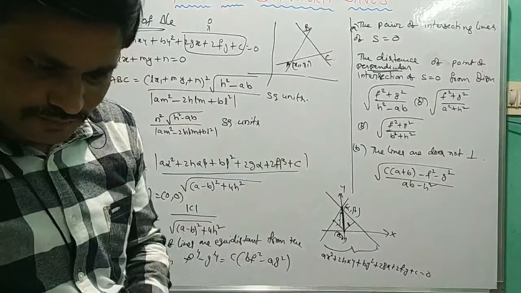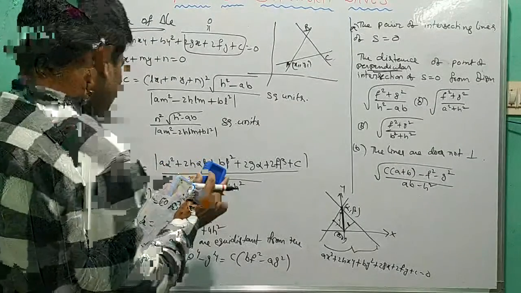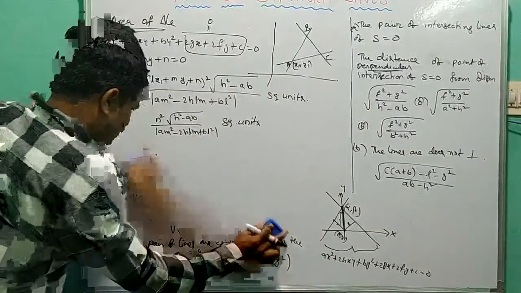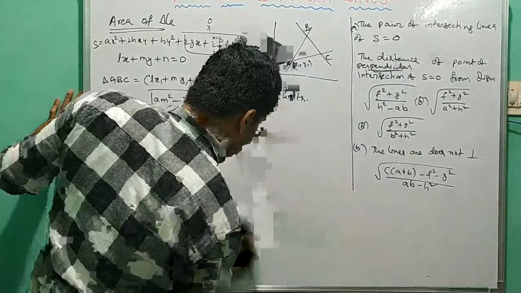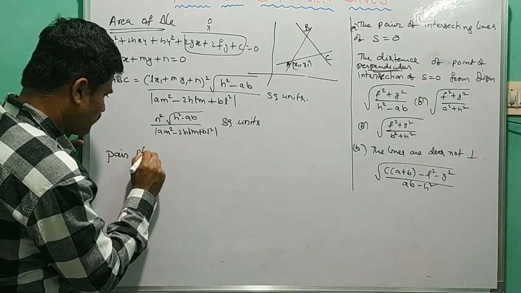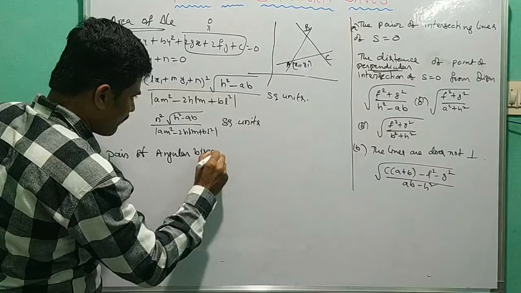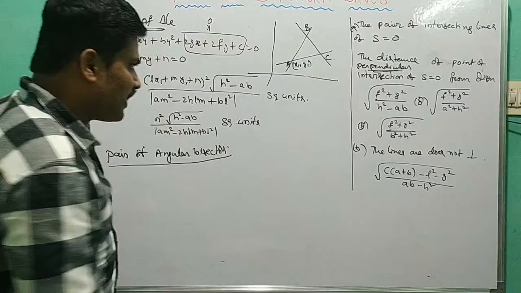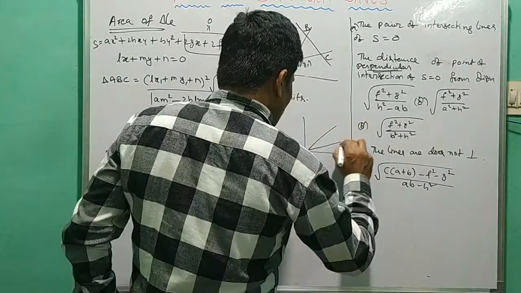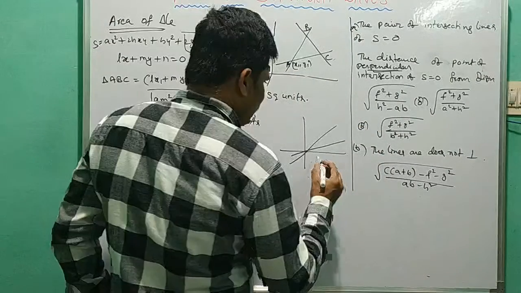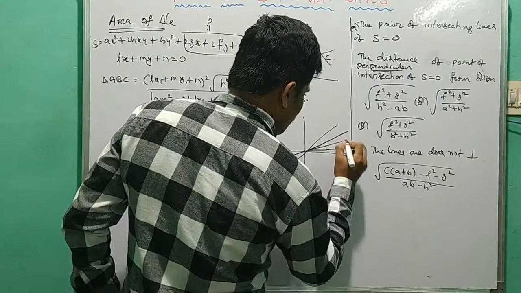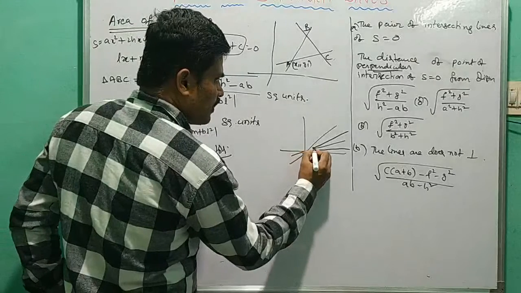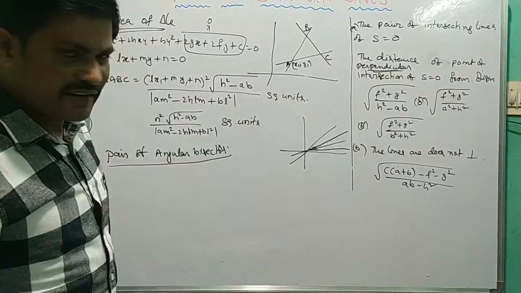And also, similarly, the next problem. Angular bisectors. Pair of angular bisectors. For a pair of lines given by a homogeneous equation, we have to take the pair of angular bisectors of the angular bisector lines.